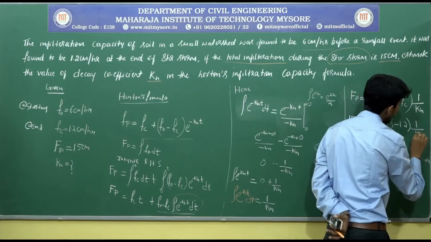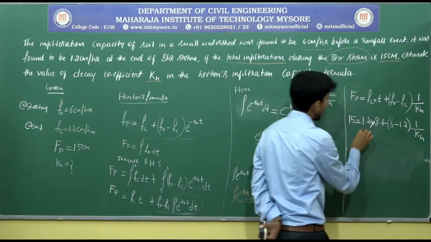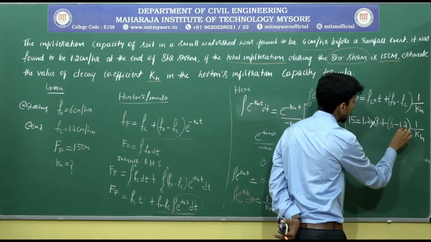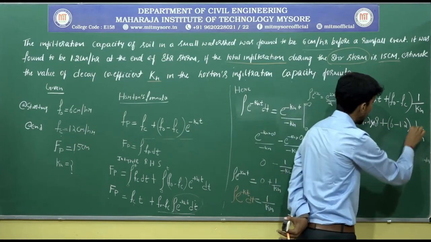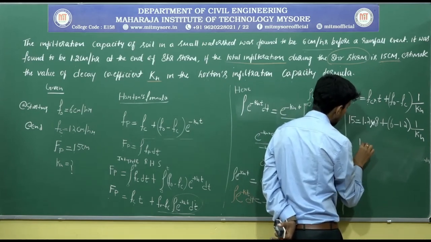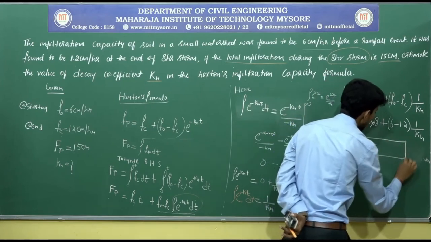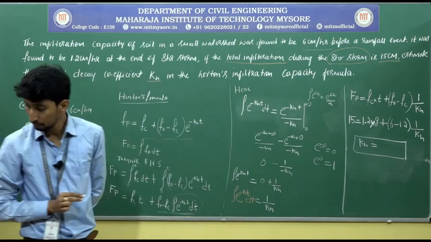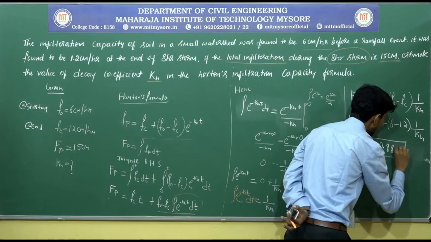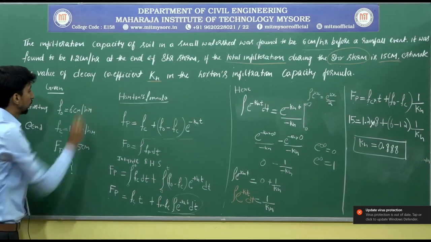Now we can find out the value of kh. If we cross multiply, we will get the value of kh. 15 equals 1.2 into 8 plus 6 minus 1.2 whole bracket into 1 by kh. If we substitute, we will get the value of kh as 0.888. 0.888 is the decay coefficient.